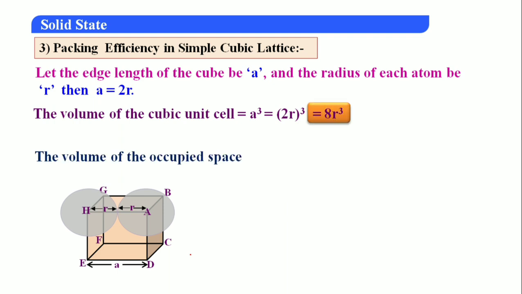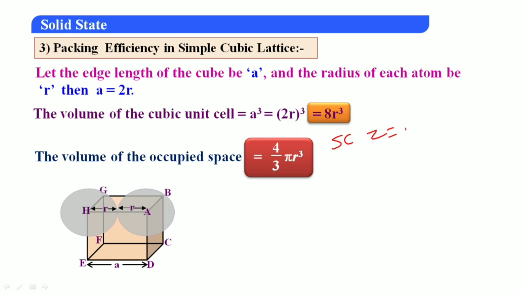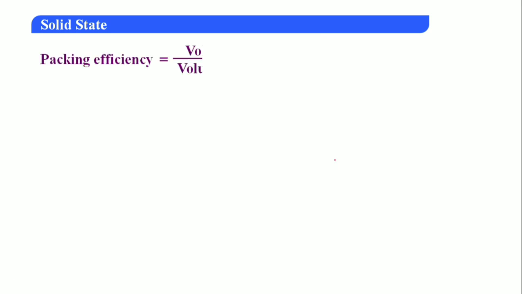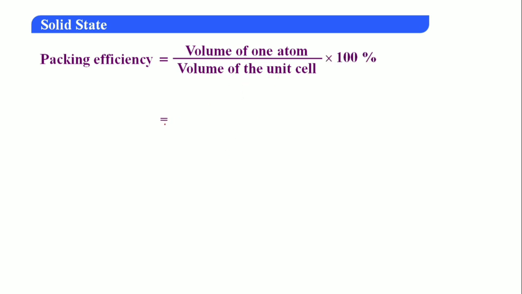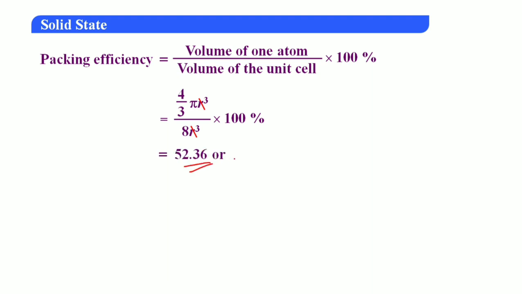Now the volume of the occupied space is how much? That is 4 by 3 pi R cube, because for simple cube, Z is equal to 1. Hence remember 4 by 3 into 1 pi r cube. Use the formula: packing efficiency is volume of one atom divided by volume of the unit cell into 100%. So it is equal to 4 by 3 pi r cube divided by 8 r cube, very simple, into 100. r gets cancelled, and it is equal to 52.36, nothing but you can write it as 52.4% also. This is the packing efficiency of the simple cubic structure.